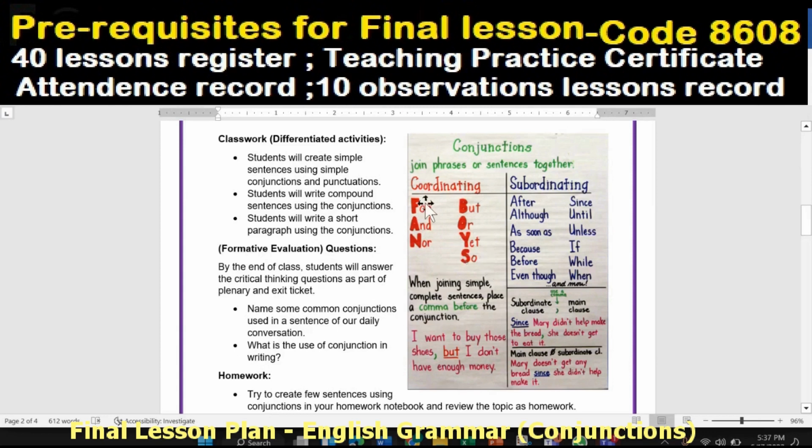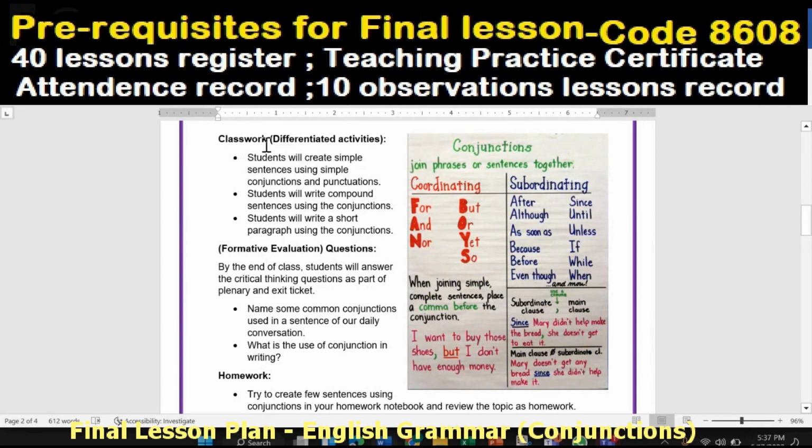So these are the basic ones that they will be joining, and with some examples, I will be illustrating the answers from them and showing them some ways how we can use this in speaking when we are talking in English with our peers or anybody else.